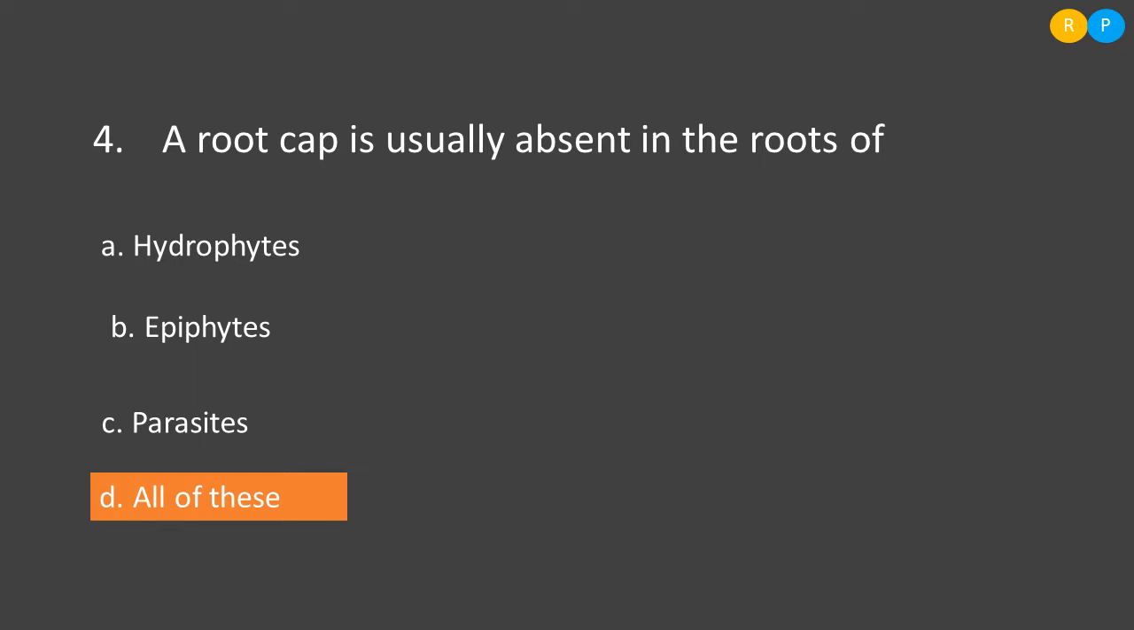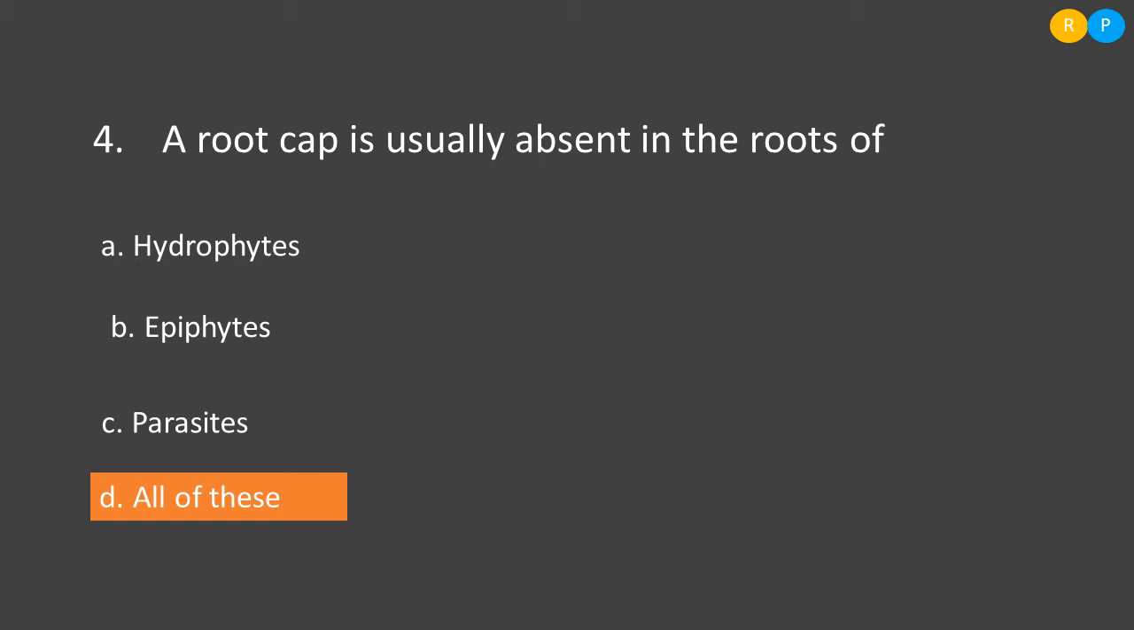Then our fourth question is: a root cap is usually absent in the roots of. The plants which are growing in the soil actually have a root cap. Clear. The tip region of the root has tender tissues. So, to give protection to those tender tissues, the root will have a root cap. Plants that are not growing in the soil do not have a root cap because they need not penetrate the soil.